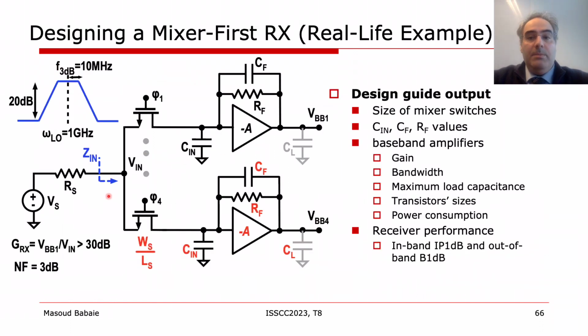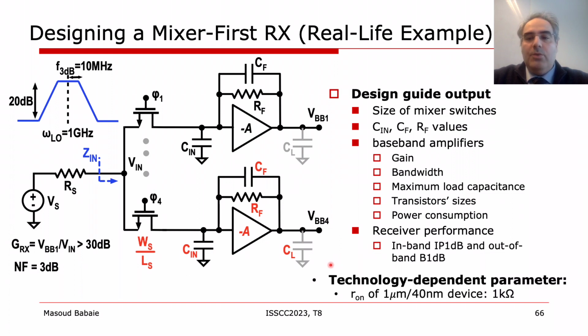Now I'm going to design a mixer-first receiver step by step using the calculated equations in the previous slides. In this example, omega LO is 1 GHz and the desired baseband 3 dB bandwidth of the receiver is about 10 MHz. A voltage gain larger than 30 dB and a noise figure about 3 dB are also desired. The output of this design guide is the size of the mixer switches, the value of Cin, Cf, and Rf, and the gain, bandwidth, maximum load capacitance, and the power consumption of the baseband amplifiers. We will also estimate the in-band IP1 dB and out-of-band B1 dB of the receiver.